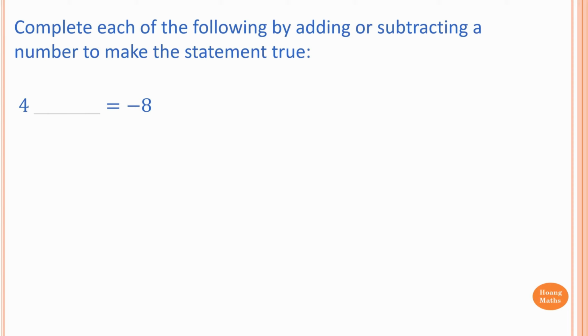Complete each of the following by adding or subtracting a number to make the statement true. First one. So start at 4 and then you end at -8. So this means that you have to go to the left all the way to -8.